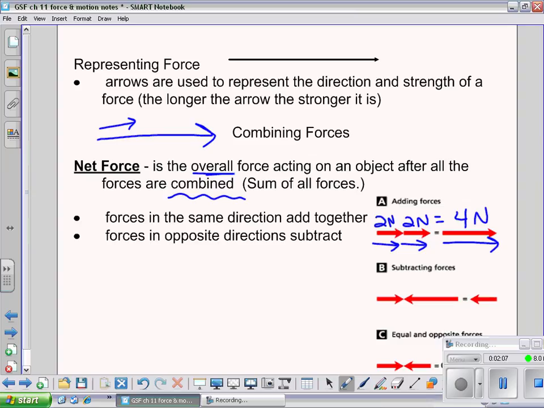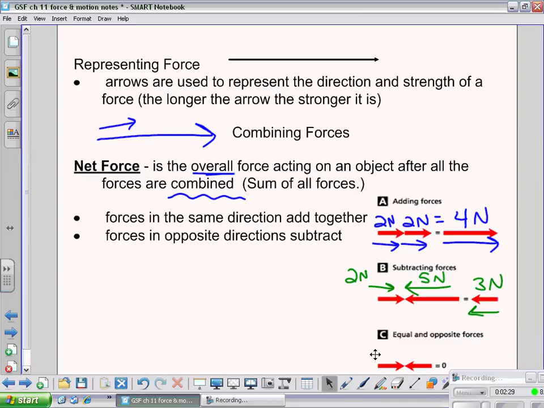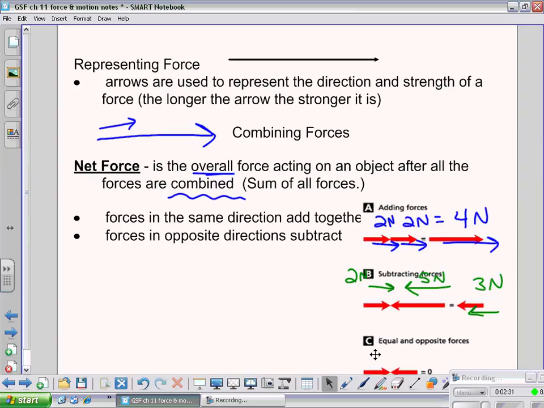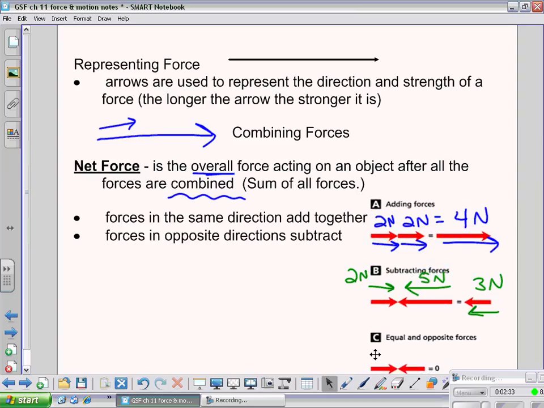You can also have subtracting forces. We're going to talk about friction today, and a subtracting force would be, if you're pushing in one direction, friction always opposes motion. So if this was 2 newtons and this was 5 newtons, your resulting force would be in this direction, 3 newtons. So equal and opposite forces are going to result in no movement, because it'll be 0. So that's pretty easy to understand.